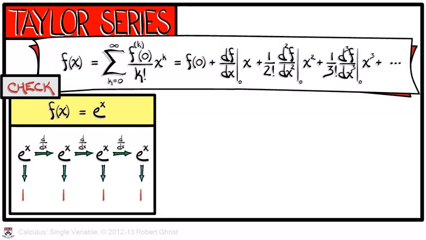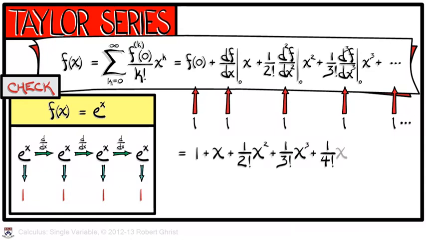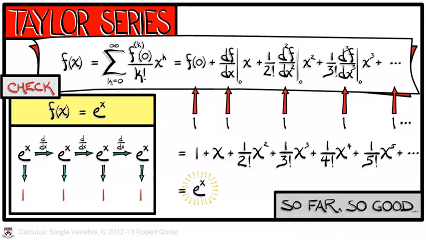But since we know that the derivative of e to the x is e to the x, all of these derivatives evaluate to 1. Therefore, when we substitute these values into our formula for the Taylor series, we obtain the familiar series for e to the x. This definition, at least, works in this one context.